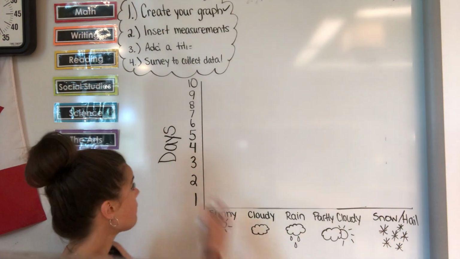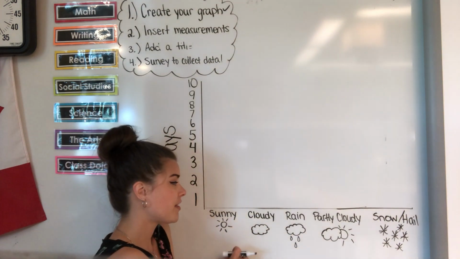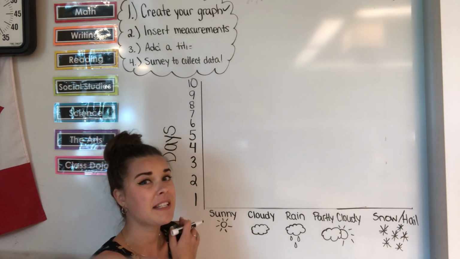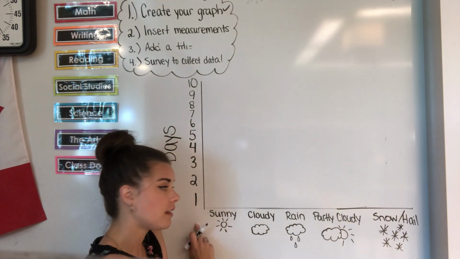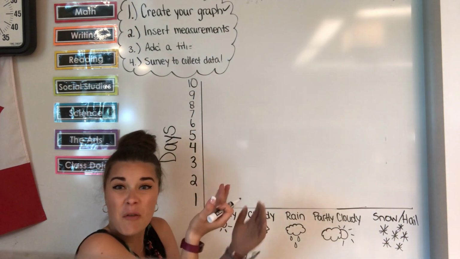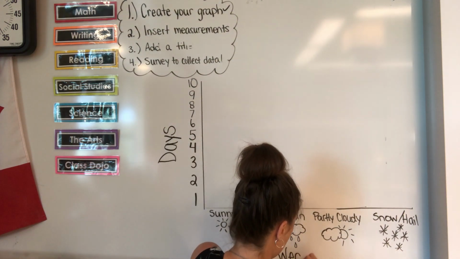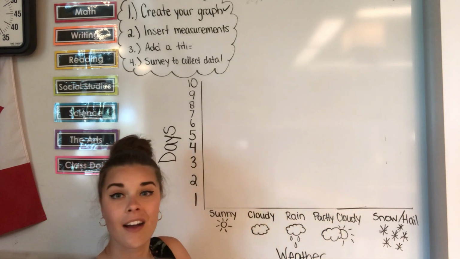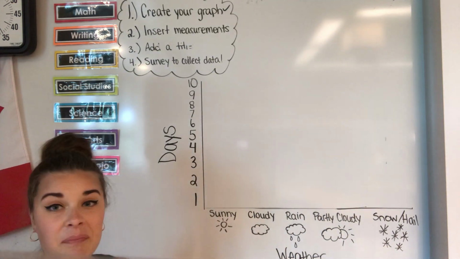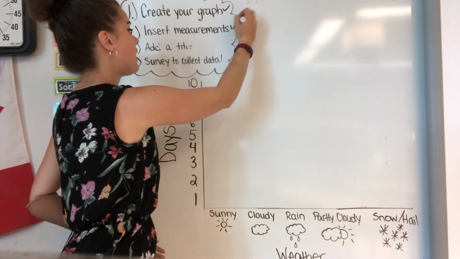All right, so just like we did with our days, we now need to add a label at the bottom. And of course, it's pretty obvious, but it's still important that we get in the habit of adding a label. And of course, our label for down below, this is our weather. All right, ladies and gentlemen, we have inserted our measurements, so I'm gonna check that off.